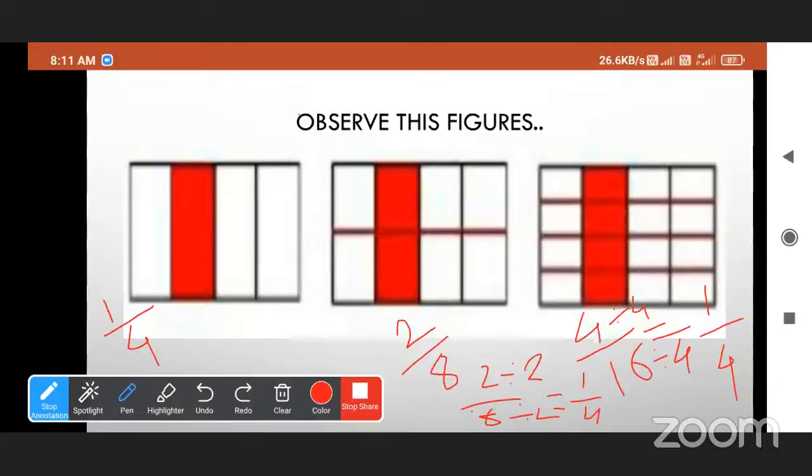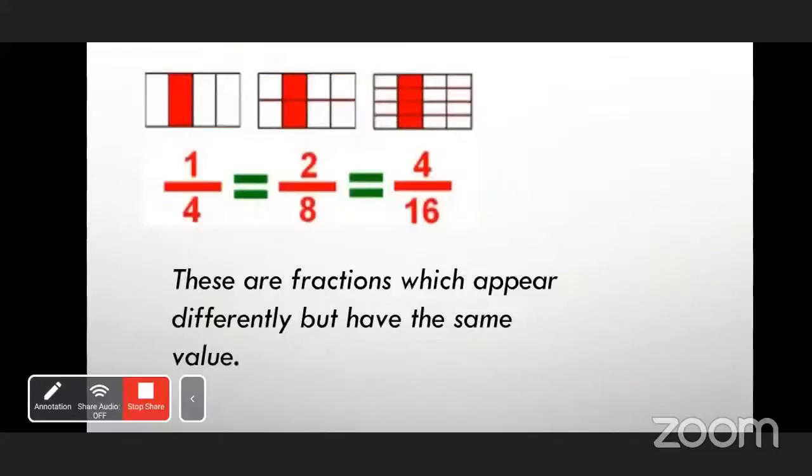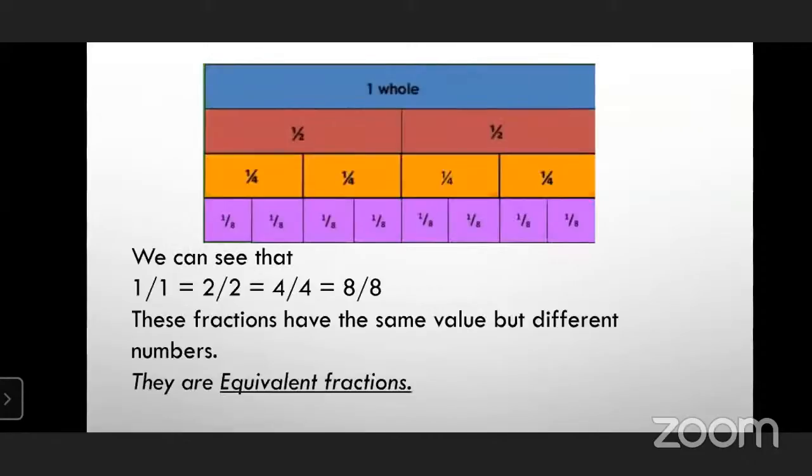Now we will see it briefly. See here, the fraction for the first diagram is 1 upon 4. In the second one, it is 2 upon 8. And in the fourth one, it is 4 upon 16. So read the lines below. These are fractions which appear different but have the same value. See, the colored part is equal. So all the fractions are equal.